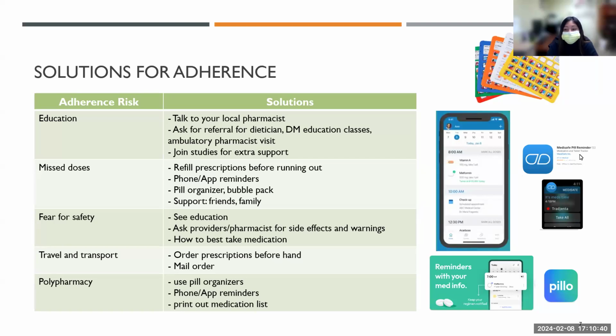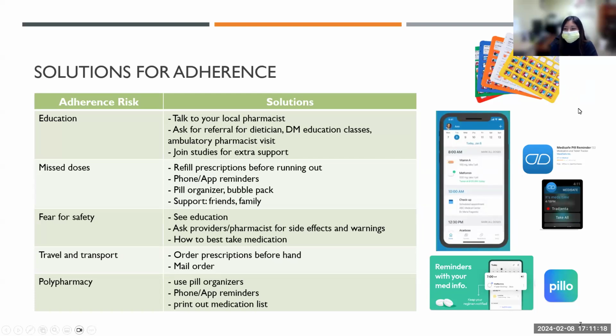If you want to improve your adherence and you notice that you've been having missed doses, or want to help a family member or friend that's missing their doses, some examples of solutions would be phone or app reminders. Some of them are shown on the right over here. They include Pillow, and the other app is MediSafe Pill Reminder, which can connect to your iPhone and also your Apple Watch. Other options here are using a pill organizer or even a bubble pack, which is the photo at the top right over here.